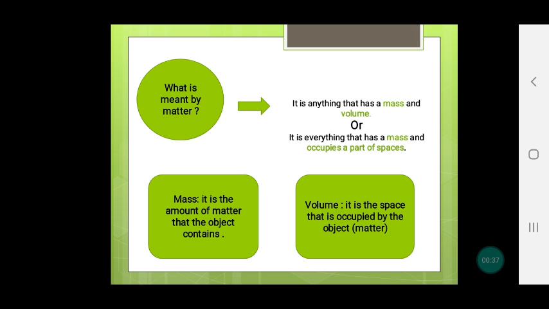To understand the meaning of this definition, I have to understand two words. The first word is mass and the second word is volume. So, what is meant by mass and what is meant by volume? We start with mass. Mass is the amount of matter that the object contains. And volume is the space that is occupied by an object.